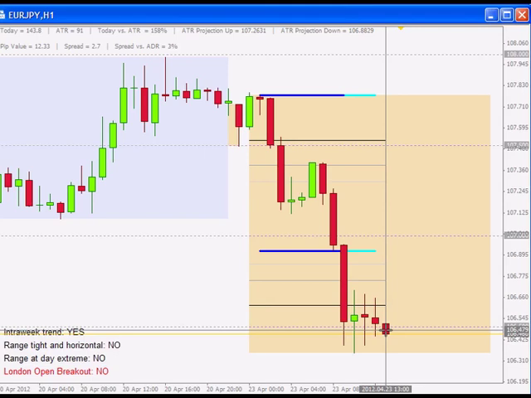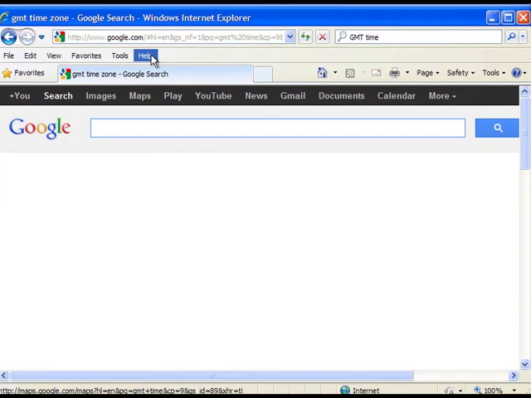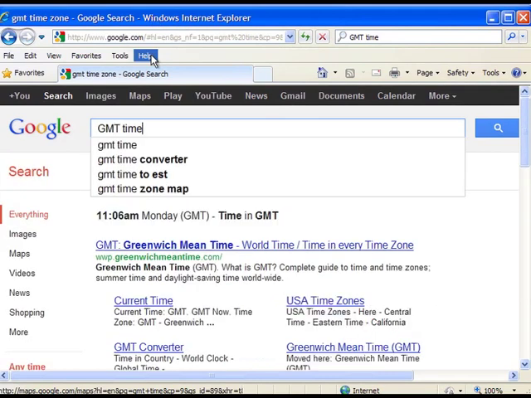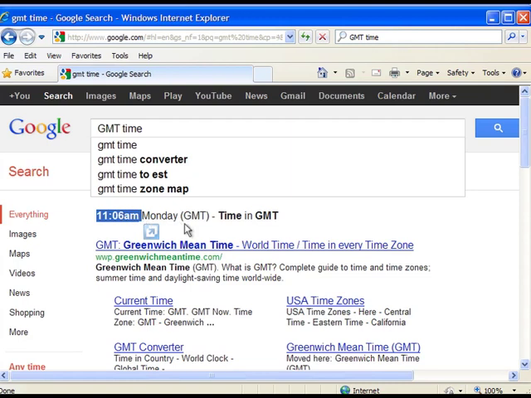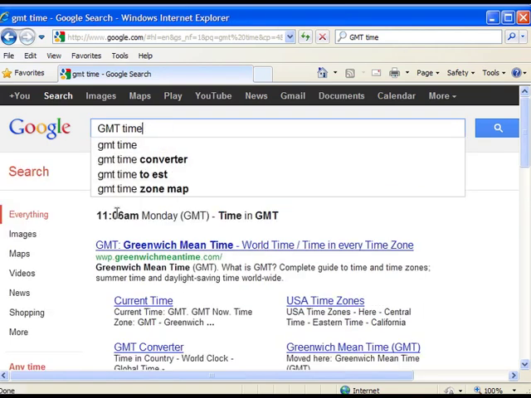Now, obviously, it's not exactly 1 p.m.; it's 5 minutes past 1 p.m. But in the 1 hour time frame, we only get the round hours. So it's 1 p.m. MetaTrader time. Now, go into Google and simply type in GMT time, and Google automatically gives you the time in GMT terms right now, which is 11:06 a.m. Again, as I was mentioning before, we don't care about the minutes.